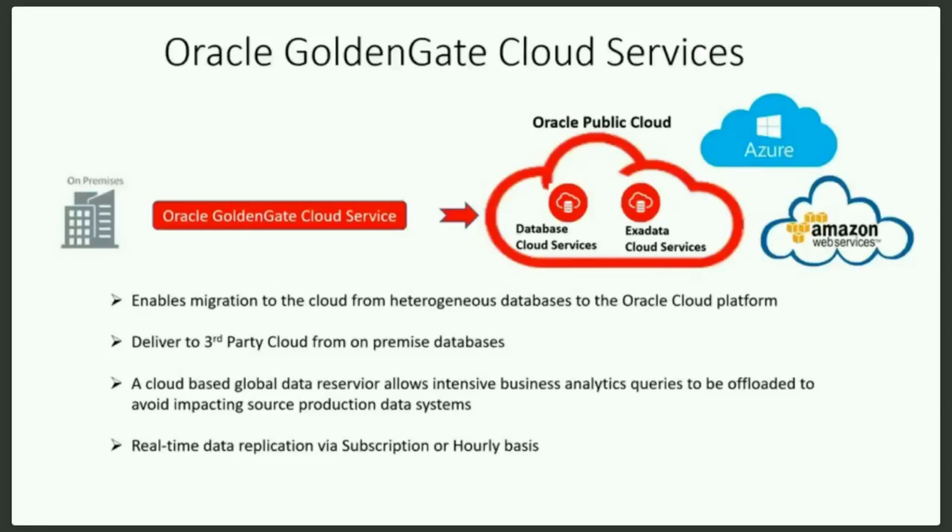We can also use GoldenGate, the cloud service, to move data to the cloud. So that enables us to migrate the data to the cloud. Heterogeneous databases, again, to the Oracle Cloud Platform. It's not only the Oracle Cloud, but also third-party clouds like Azure, for example. You can use this as real-time data replication via either an hourly basis or on a subscription basis as well.